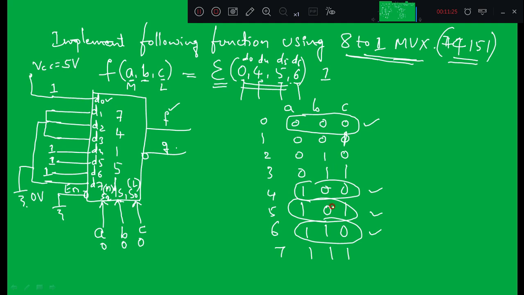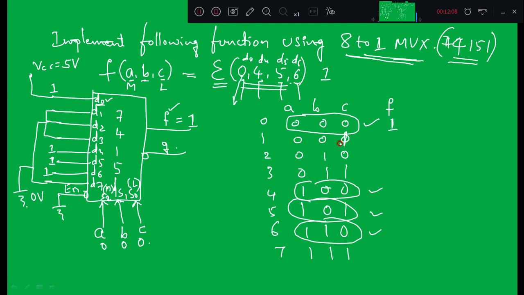Now if I write the truth table, A, B, C are the select lines and output is F. You can compare it with the truth table of 4:1 mux. Instead of 4 combinations, here I have total 8 combinations, because there are 3 select lines. When select line is 0, 0, 0, it will select D0. D0 is connected to 1, so F is equal to 1. Do you have 0 in the given function? Yes. For 0, am I getting 1? Yes, because D0 is connected to VCC. So F is equal to 1.